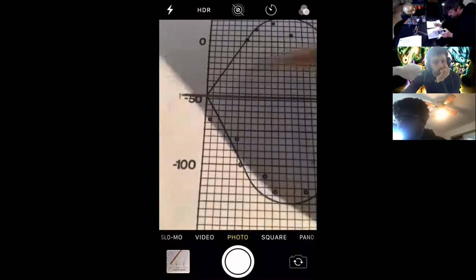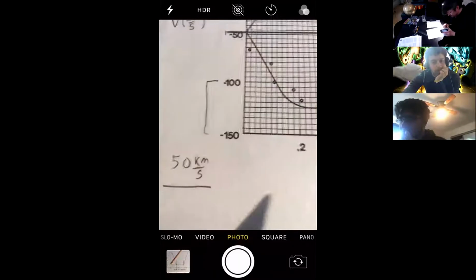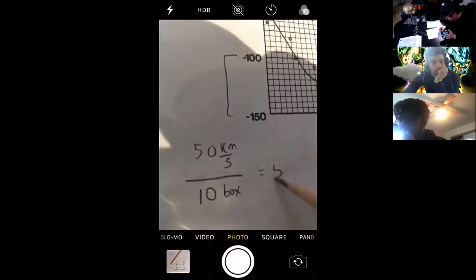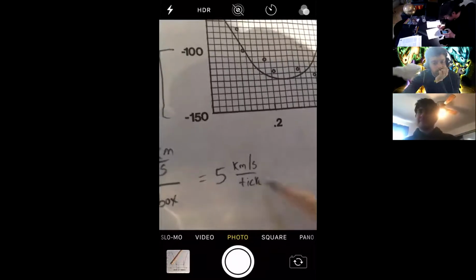Let's figure out what our velocity tick marks are worth. These velocities are being measured in kilometers per second, right? But what is each box worth? Let's take a look at an interval. From negative 100 to 150, what's our interval? 50. Okay, and that's 50 kilometers per second. How many boxes are in between that? 10. So what's each box worth? 5 kilometers per second per tick mark.